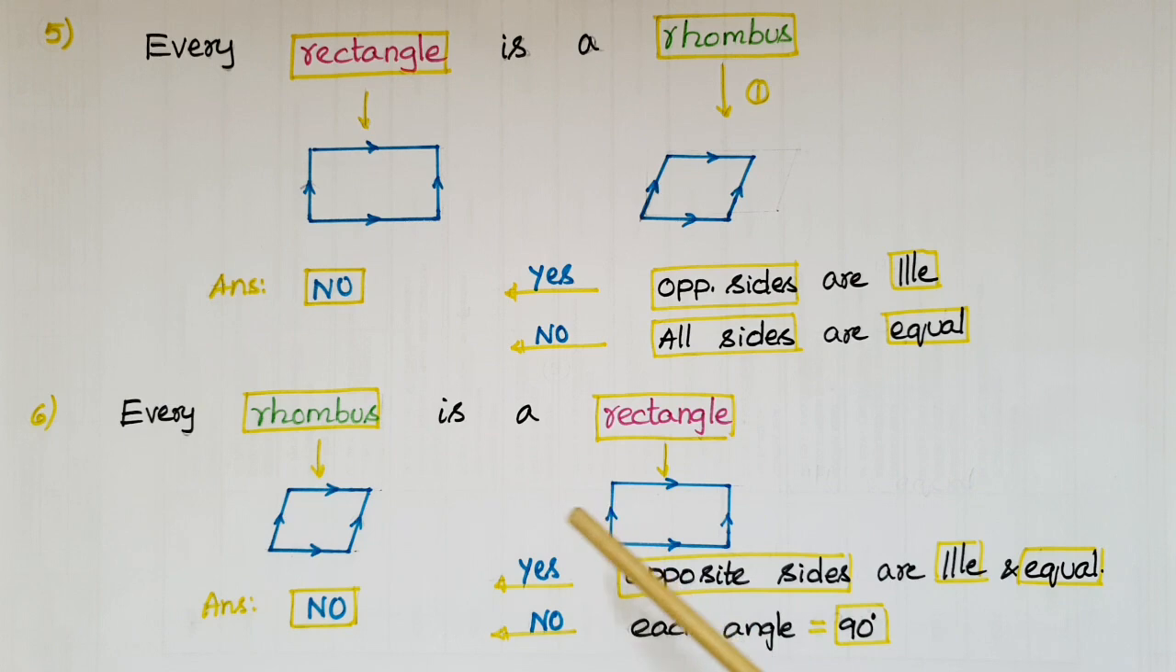Next one is every rhombus is a rectangle. So first write the properties of rectangle. Opposite sides are parallel and equal and each angle is 90 degrees. So in rhombus opposite sides are parallel and equal, but each angle is not 90 degrees. So this statement is not true.